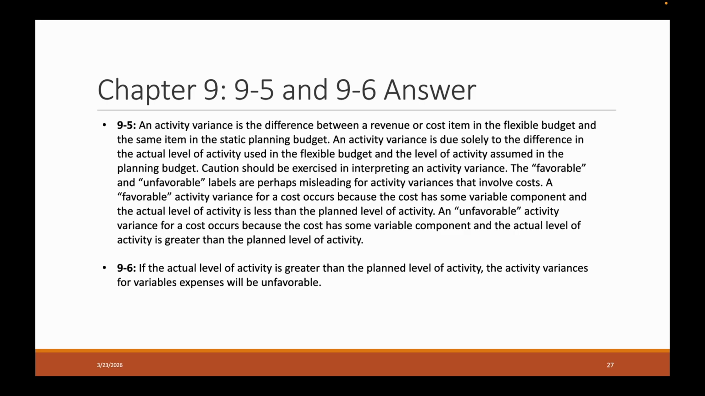Caution should be exercised in interpreting an activity variance. The favorable and unfavorable labels are perhaps misleading for activity variances that involve costs. A favorable activity variance for a cost occurs because the cost has some variable component and the actual level of activity is less than the planned level of activity. An unfavorable activity variance for a cost occurs when the cost has some variable component and the actual level of activity is greater than the planned level of activity.